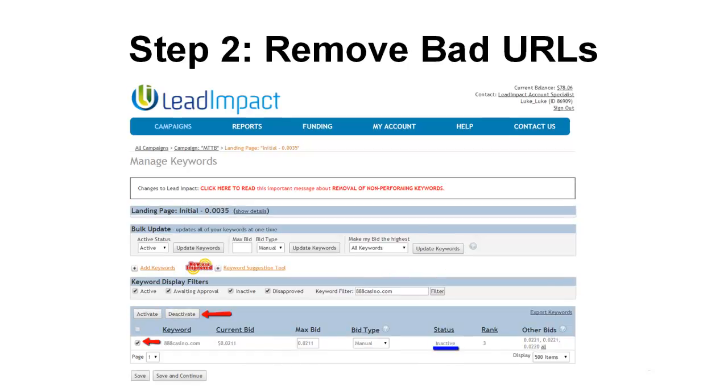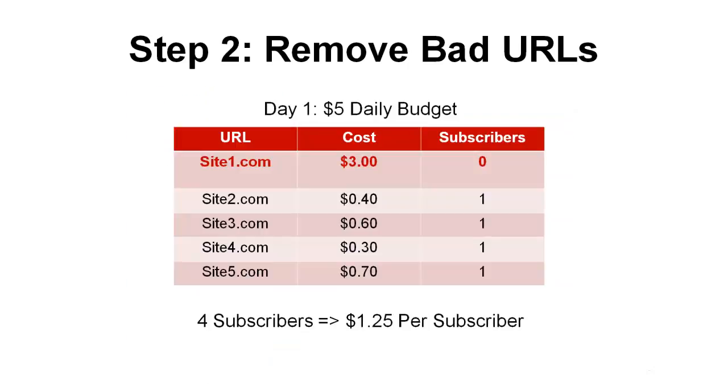Up next, you simply click on the checkbox beside the keyword that you want to deactivate, you click on the deactivate button and you basically just save. You'll notice that the status will change to inactive. So really that's all you need to do to deactivate the bad URL in Lead Impact. It's really simple. You just need to be a little bit patient with that platform as it can be pretty slow at times. Let me give you an example of how this can affect your advertising campaign.